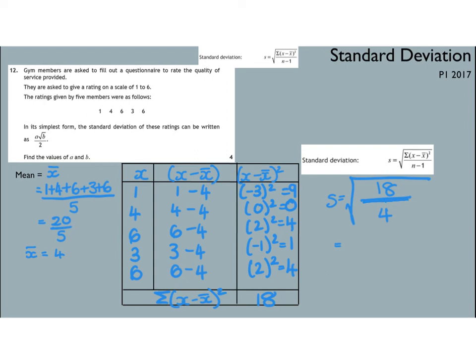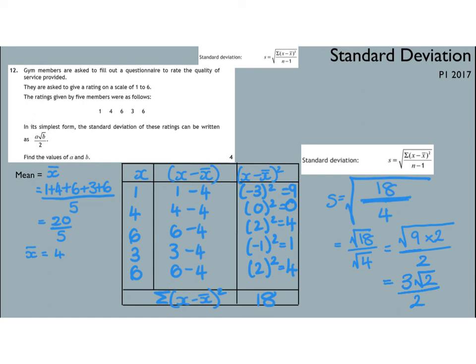18 divided by 4 I can't do, so I am going to work out the square root of 18 and the square root of 4 separately. Now the square root of 18 has a square number that goes into it, 9. 9 times 2. And the square root of 4, this bit on the bottom, the square root of 4 is going to make 2. The square root of 9 is 3. The square root of 2, I don't know, and we've got the 2 that's on the bottom of the fraction there.